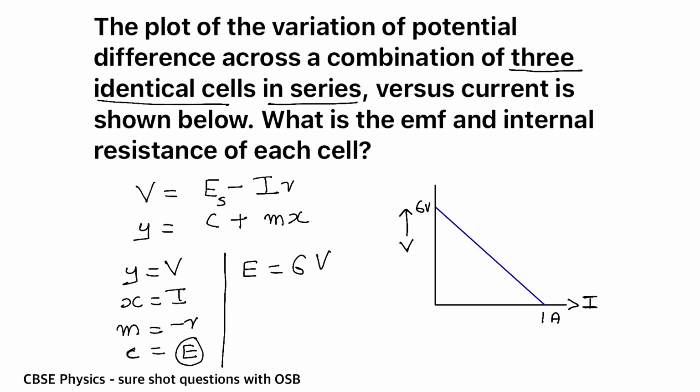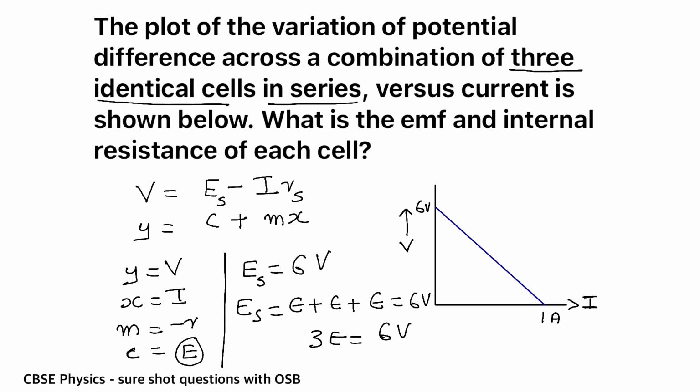Now we have 3 cells in series. So what is the net internal resistance? We can say Rs. Clear, right? Es and Rs. Okay, so Es we got. It is 6 volt. Now what is Es? Es means E1 plus E2 plus E3, because we have 3 identical cells, which means 3E is equal to 6 volt.